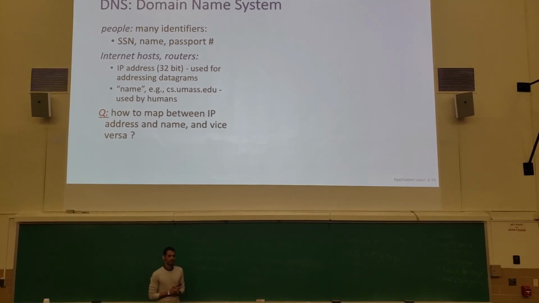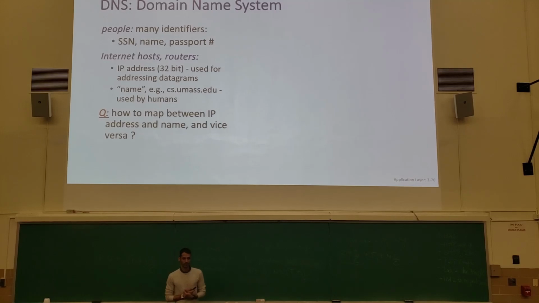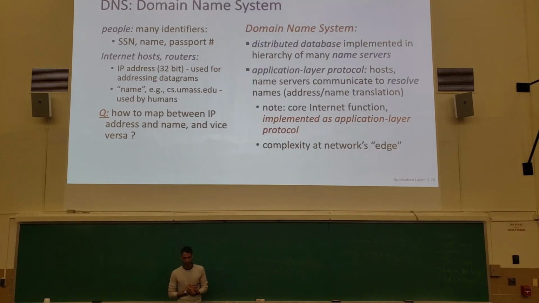DNS does something similar for the internet. It's mapping domain names, like www.cs.umass.edu, to IP addresses, which are like the numbers. Names to numbers is very similar, comparable functionality. Instead of telephone numbers, we have IP addresses. So that's the problem DNS is solving.